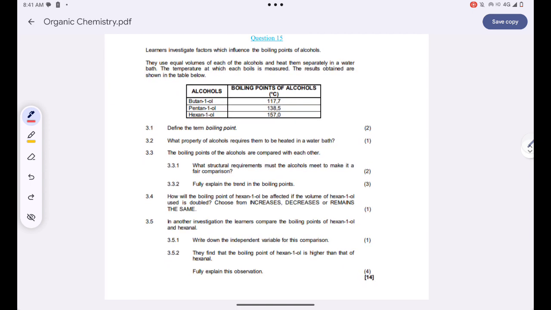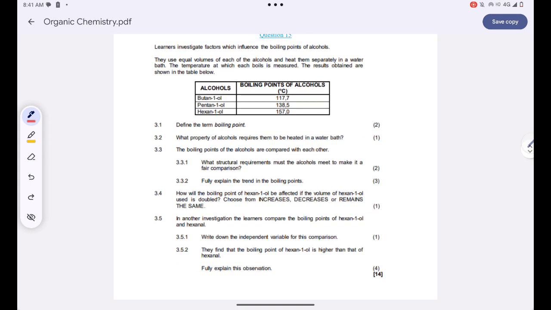Okay, and then 3.4, they want us to fully explain the trend in the boiling points. We can see that hexan-1-ol has the highest boiling point compared to pentan-1-ol and butan-1-ol. The difference over here, guys, is the size of the molecule. Why am I saying that? Because if you check, butan-1-ol has 4 carbons and 10 hydrogens altogether. However, pentan-1-ol has 5 carbons, 12 hydrogens, and obviously between those two compounds, pentan-1-ol will have greater molecular mass. Why? Because it has a CH2 added altogether.